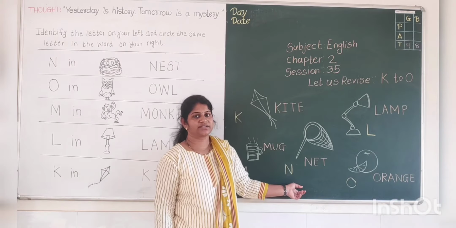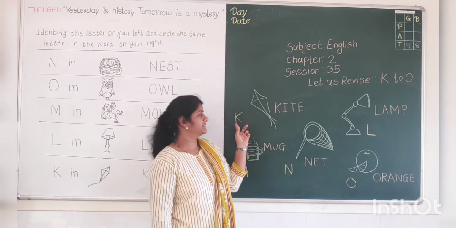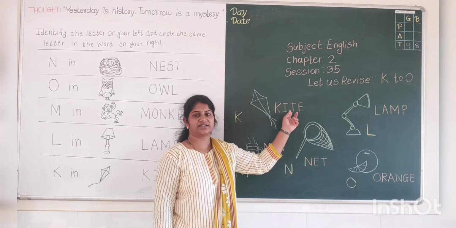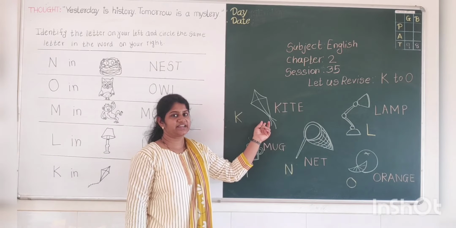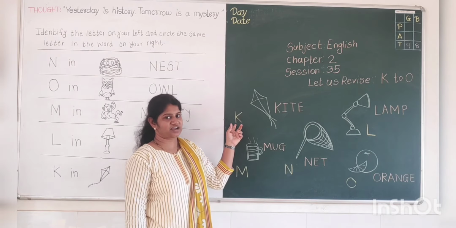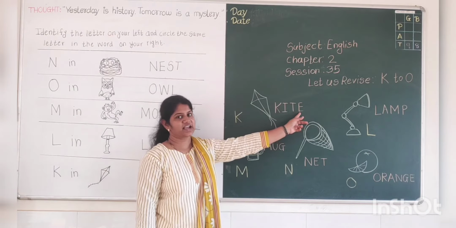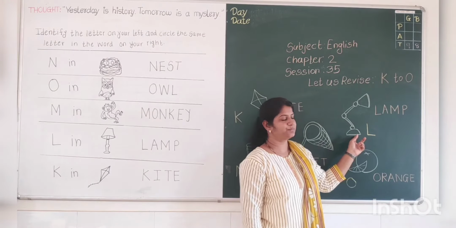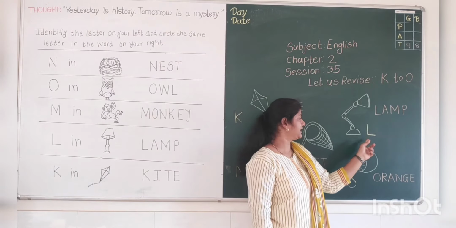Here I have drawn some pictures. Those pictures you have to recognize and then you have to say the letter and I am going to read the spelling. Okay? This is a picture of kite, right? This is the letter K. K says K. K for kite. K-I-T-E. Kite. Next is, this is the picture of lamp. L-A-M-P. Lamp. L says L.